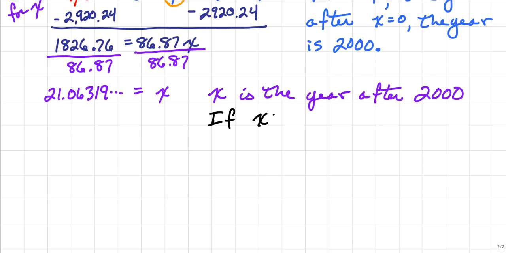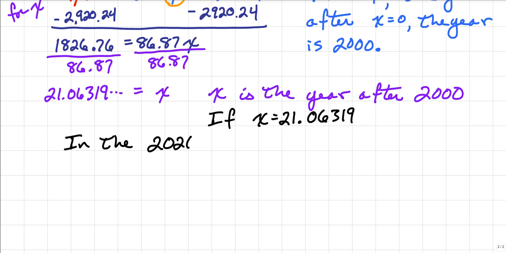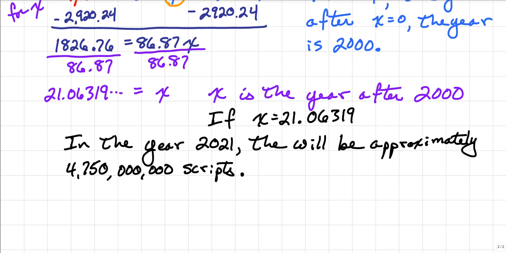If x equals 21.06319, basically in the year 2021 there will be approximately 4,750 million scripts, and that would be in the year 2021.